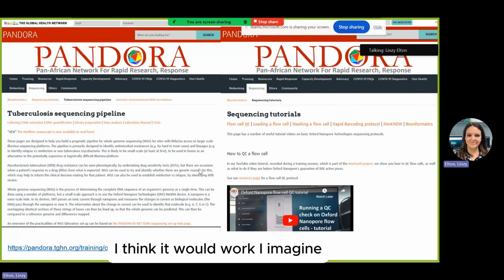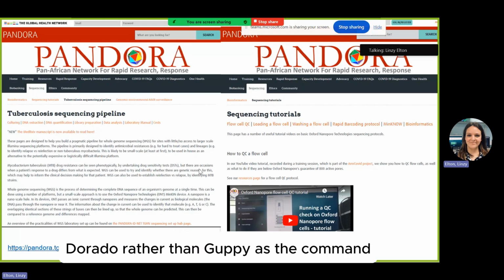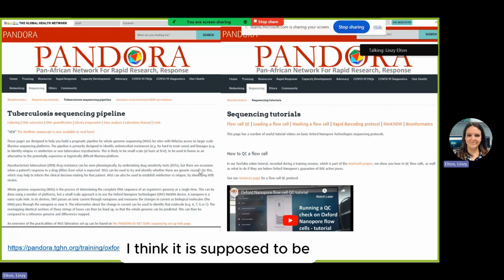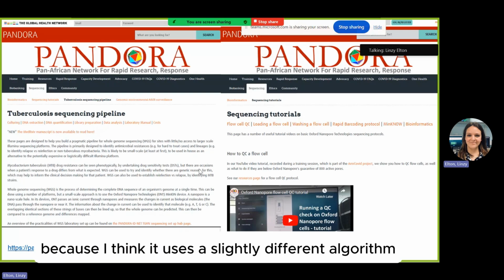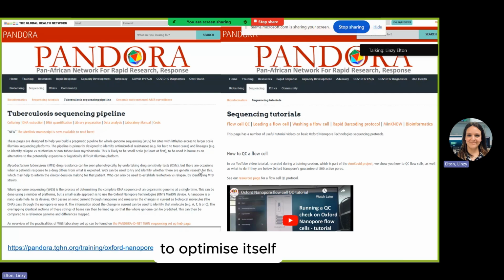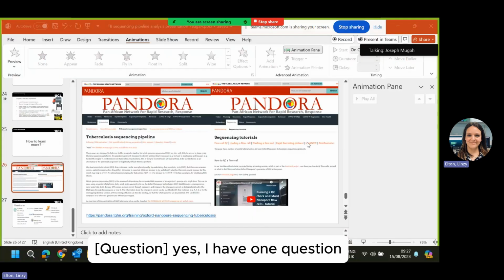I imagine it would work in pretty much the same way in terms of the coding, with Dorado rather than Guppy as the command. But yes, I think it is supposed to be just better, because I think it uses a slightly different algorithm to optimize itself.